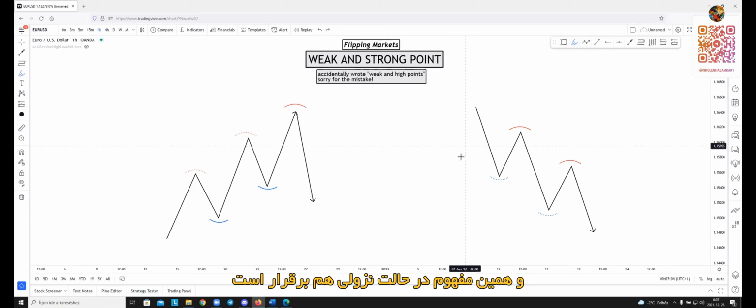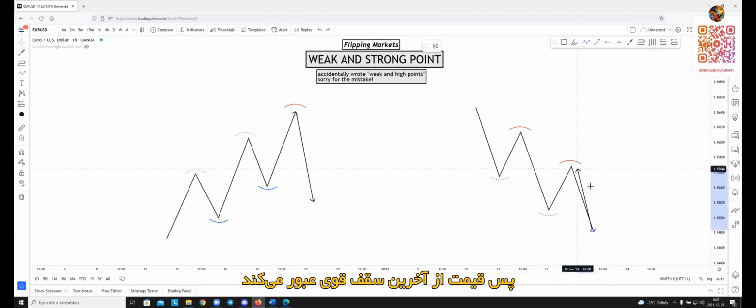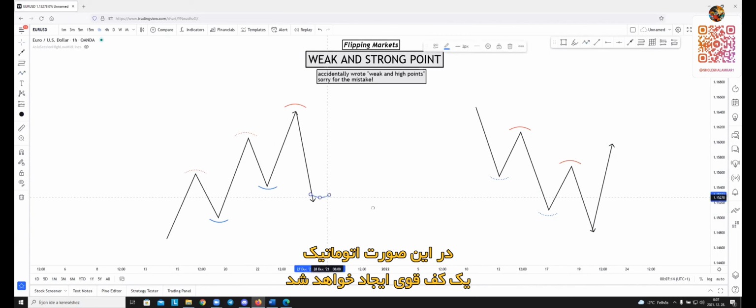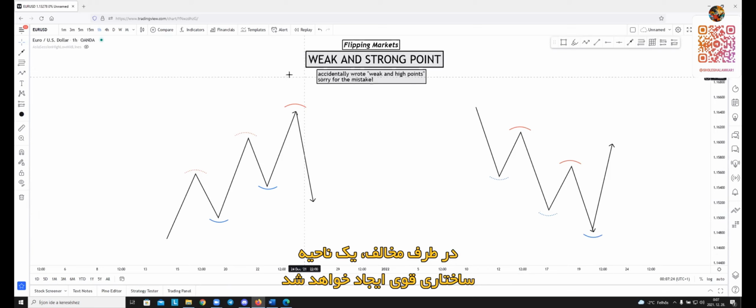And the concept is the same on the bearish example. If price breaks through the last strong high, which is this one, it will automatically create a strong low. So just memorize this. If price breaks through a strong structural point, the opposite side strong structural point will be created.